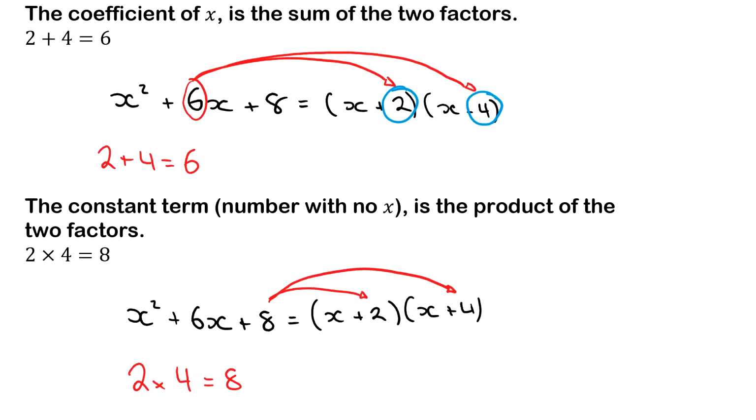Here we have our constant term, so that's the number with no x's. Now that's the product. Again, our 2 and our 4, if we times them, 2 times 4, we get 8, which was our constant at the end. So the middle term, the one with an x, is the sum, and the number without an x is the product. That'll come in use later.